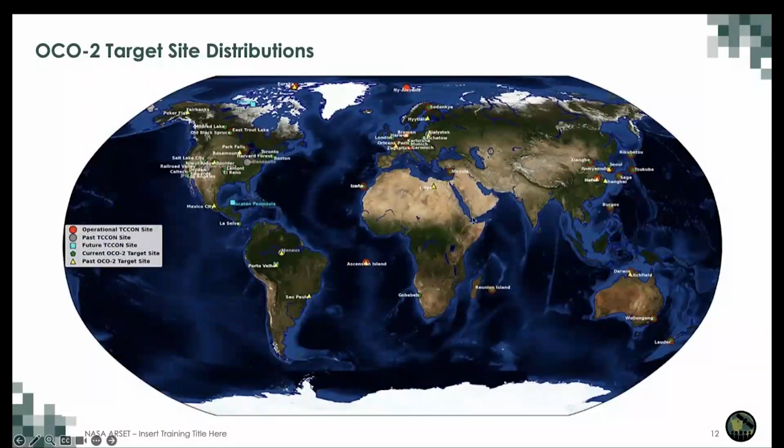And this is the spatial distribution of the target sites across the globe. Those sites also correspond to the surface remote sensing TCCON sites, which are used for validation of the CO2 observations from OCO-2 and OCO-3. Those sites are mainly concentrated over North America and Europe, and some sites over East Asia.